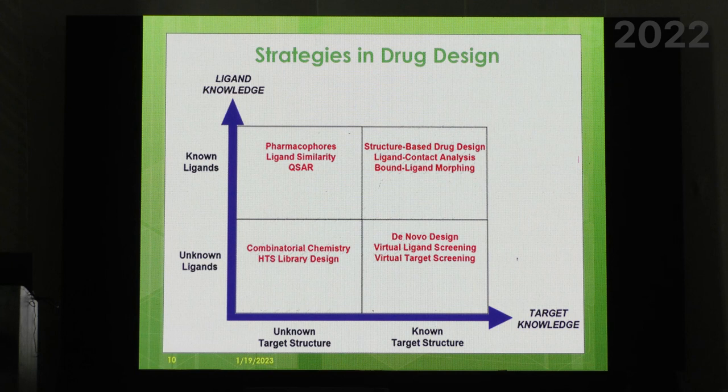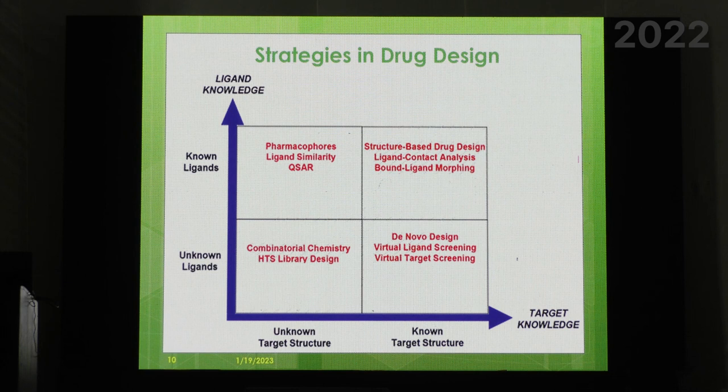And the other two quadrants: if I know the three-dimensional structure of my target, but I do not know any ligands that modulate this target, we can use tools like de novo drug design. We can use virtual screening also. It's not a bad position to be in.